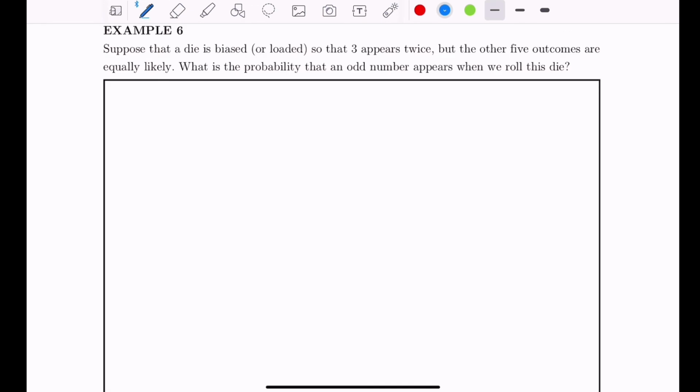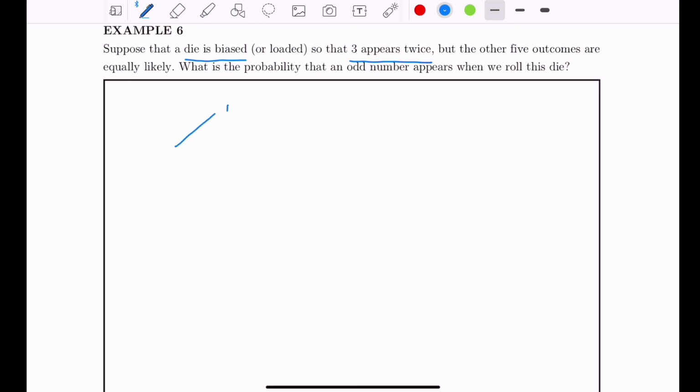Example 6. Suppose that a die is biased or loaded so that 3 appears twice, but the other 5 outcomes are equally likely. What is the probability that an odd number appears when we roll this die? Okay, biasa kita jumpa unbiased die. So, bila unbiased die, bermaksud probability untuk dapat setiap number tu 1, 2, 3, 4, 5, 6 adalah sama. 1/6, 1/6, 1/6 and so on. Bila kita jumpa case di mana a die is biased, bermaksud dadu kita tu dia dibina so that berat kepada certain number. Macam case ni, die is biased so that 3 appears twice.